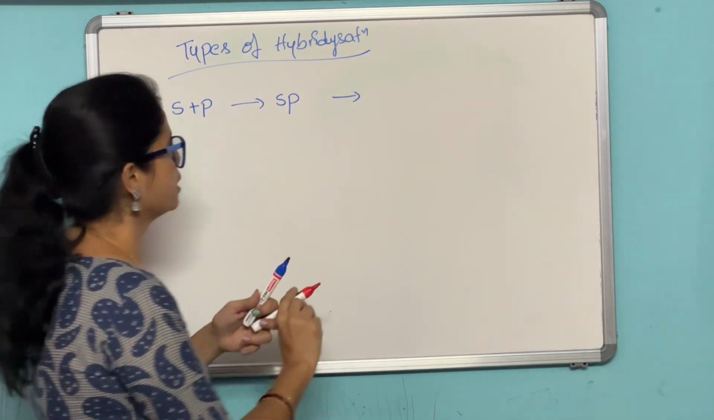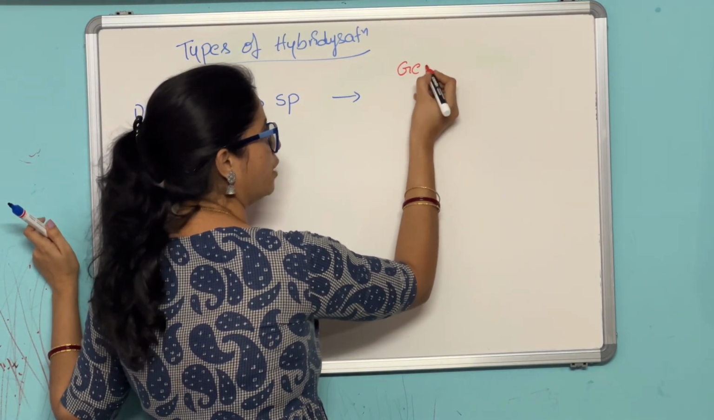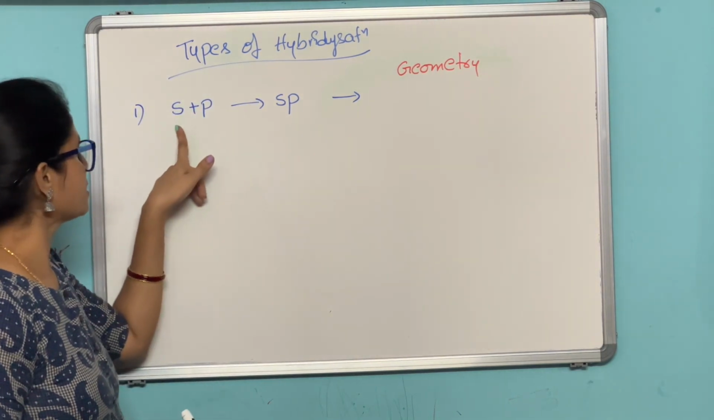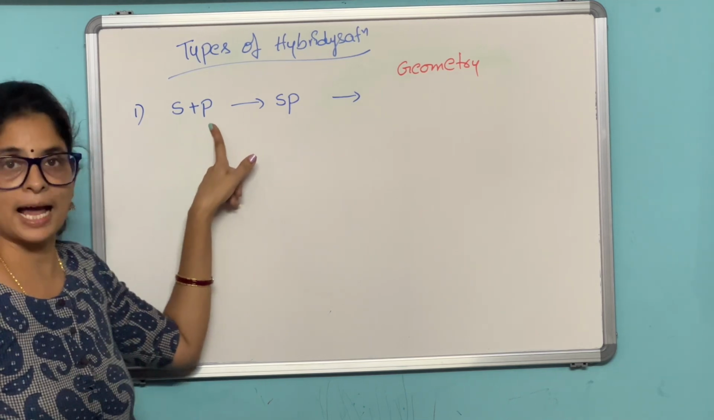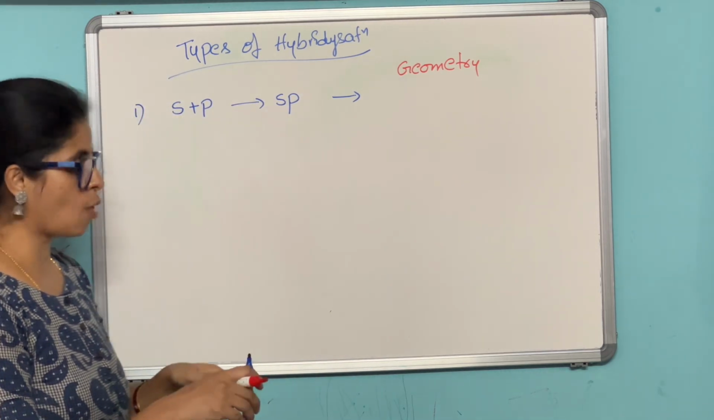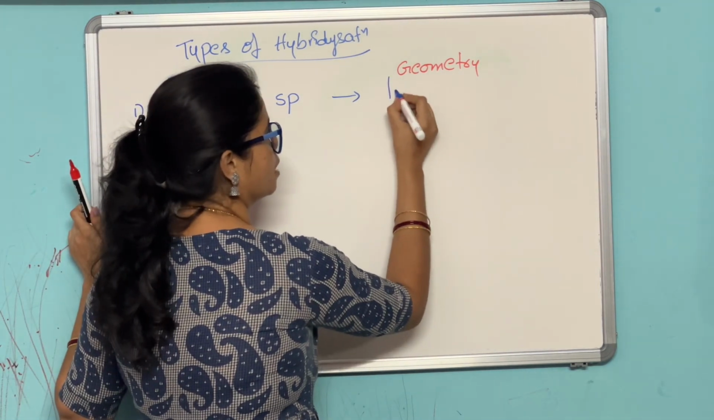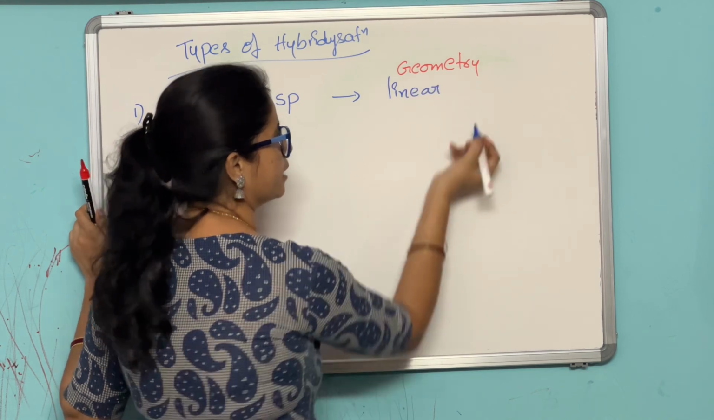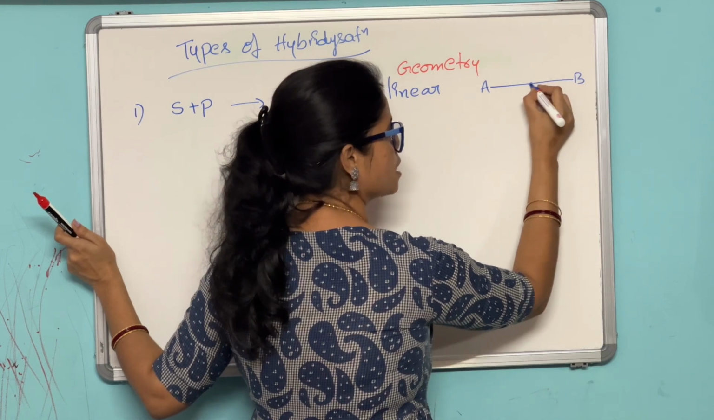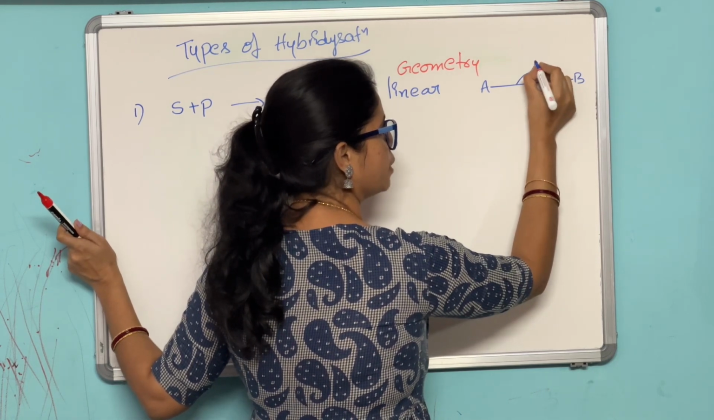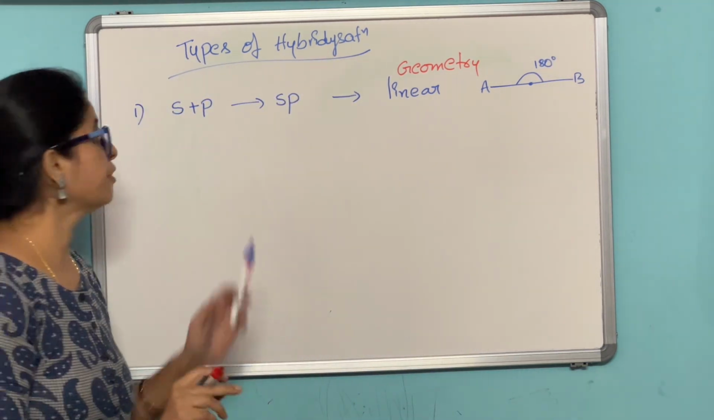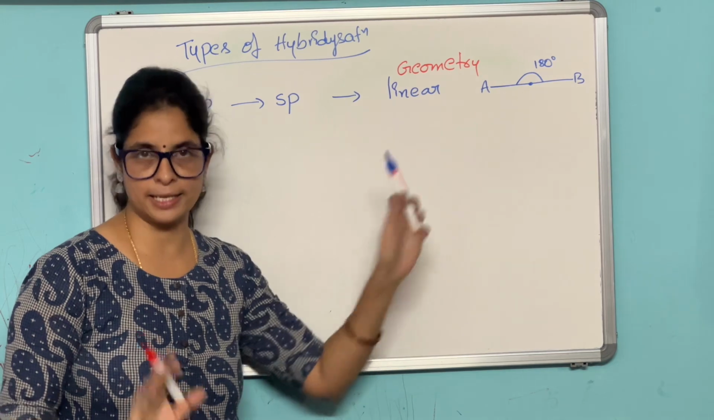If this is the hybridization, what will be the geometry? If one s orbital and one p orbital overlap, the type of hybridization is sp hybridization and the geometry is linear. For example, A and B are the atoms, and linear geometry has a bond angle of 180 degrees. If it is sp hybridization, the geometry is linear.